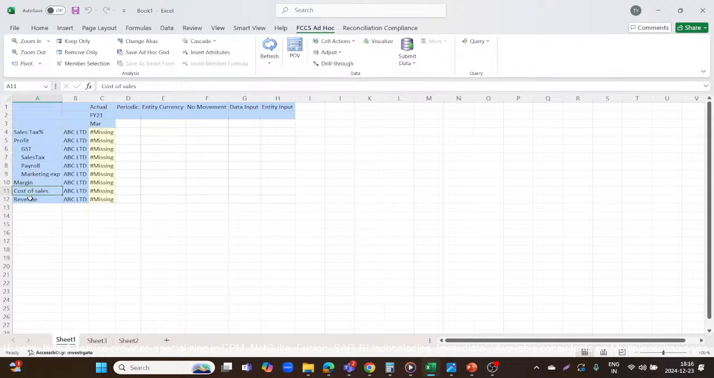Okay, so sales revenue minus cost of sales will be equal to your margin, and then you have other expenses, namely payroll and marketing expenses, which sum up to give you the total expenses. When you deduct total expenses from this margin, you reach the profit. And then you have two taxes, namely GST and sales tax. So profit before tax minus all taxes will give you profit after tax. Okay, so I have no numbers entered right now.